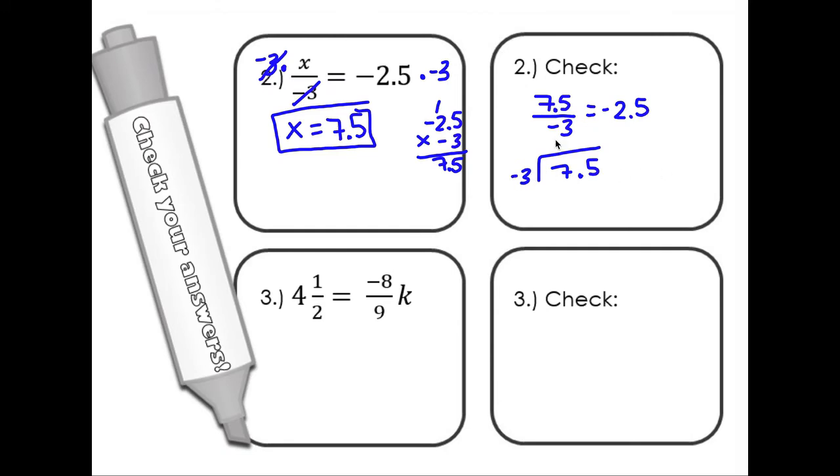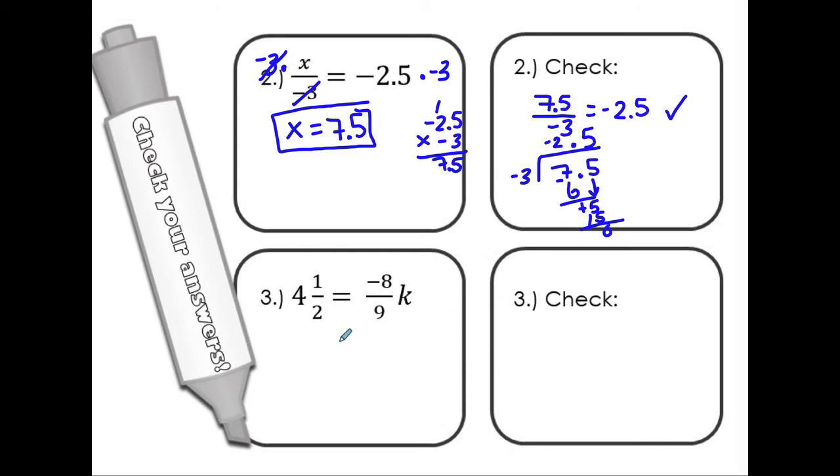3 goes into 7 twice. 2 times 3 is 6. 7 minus 6 is 1. We bring down the 5. We need to bring up that decimal. 3 goes into 15 5 times. 5 times 3 is 15. 15 minus 15 is 0. We had different signs, positive, negative, so answer is going to be negative. So yes, I've checked it and it's correct.